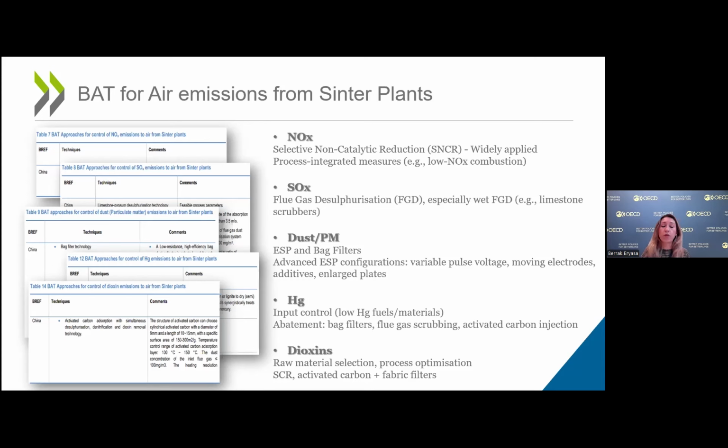For mercury, there were a lot of mentions of process integrated controls to control the input raw material, as well as abatement measures such as bag filters, flue gas scrubbing, and activated carbon injection. For dioxins, there was also a process integrated prevention method collected from the BREFs. Mostly there were mentions of raw material selection as well as process optimization. There were also mentions of SCR, activated carbon injection, as well as fabric filter usage across the BREFs.